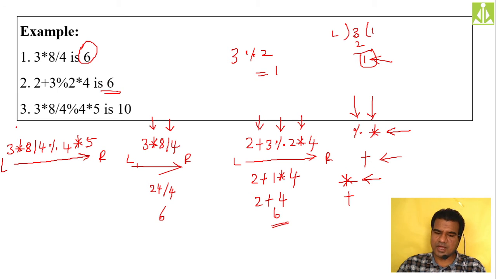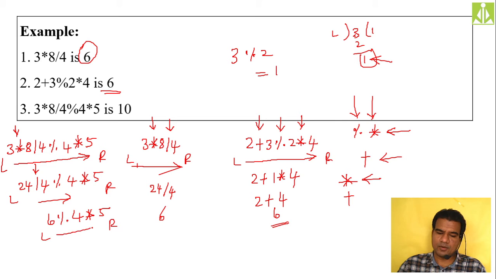So first we need to evaluate this multiplication. 3 multiplied with 8, that is 24. Divide with 4, modulo divide with 4, and multiply with 5. Again move left to right. We have division first, so evaluate division. So 24 divided with 4, that is you will get 6 modulo division 4 multiplied with 5. Again two operators. Move left to right.